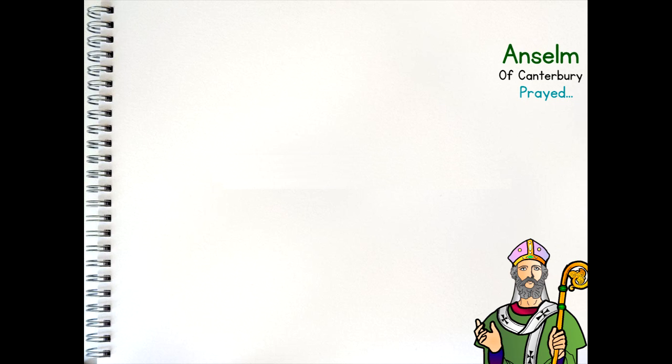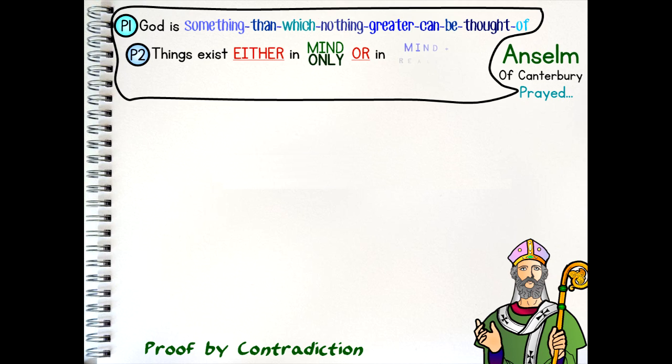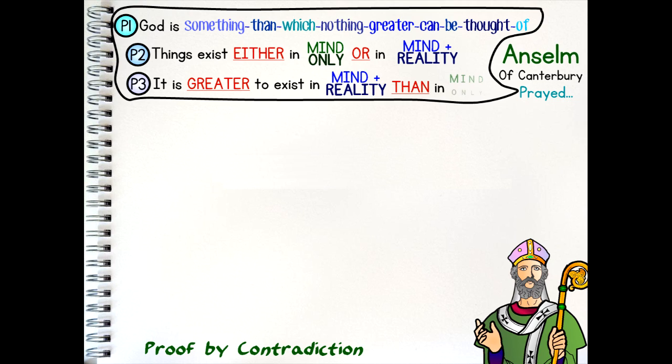Anselm's argument effectively forms what mathematicians call a proof by contradiction. He makes an assumption but shows that this leads to a logical contradiction and therefore the assumption must be false. His argument is based on accepting 3 premises. Number 1. God is something than which nothing greater can be thought of. Premise 2. Things can exist either in the mind only or in the mind and reality. Premise 3. It is greater for a thing to exist in the mind and reality rather than just in the mind only.